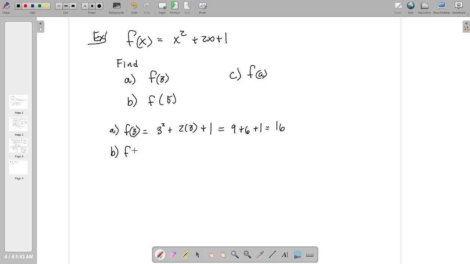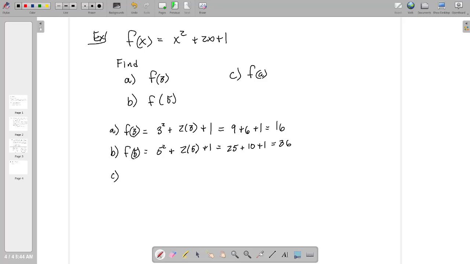Part B, f of 5. Now I've changed my domain element to be 5, and I want the range element that's associated with the domain element 5. So we take our 5, we square it, we add it to 2 times 5, and then we add 1, coming from this function here. 5 squared is 25, 2 times 5 is 10, plus 1. And this gives us 36.